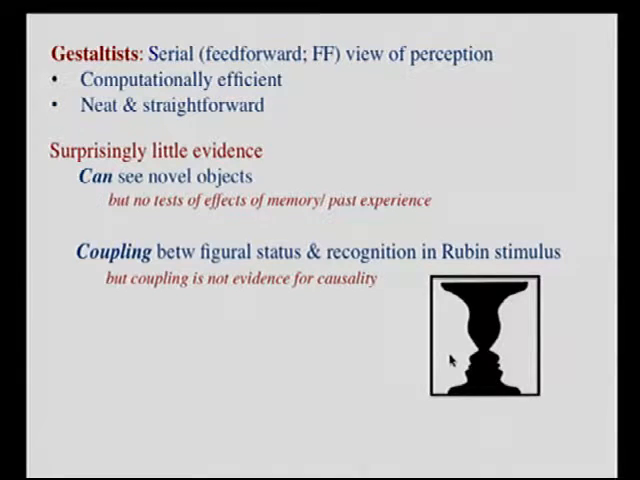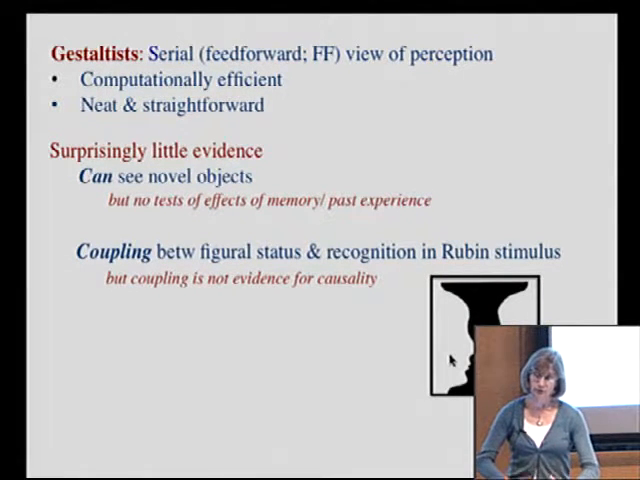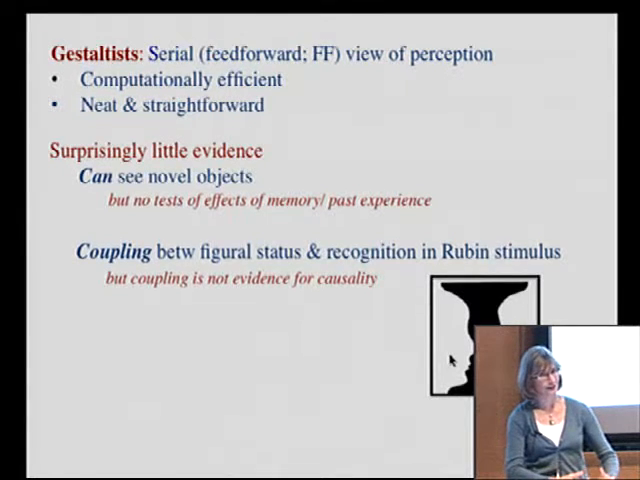So there is this coupling. If you see the black region as figure, you recognize the vase. If you get the white regions as figure, you recognize the faces. And people took this as evidence that you get the object form first, and then you do object recognition.